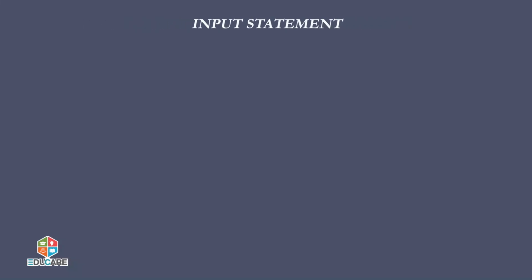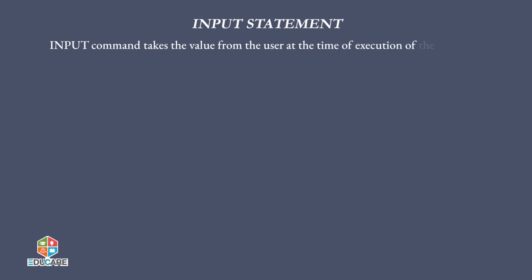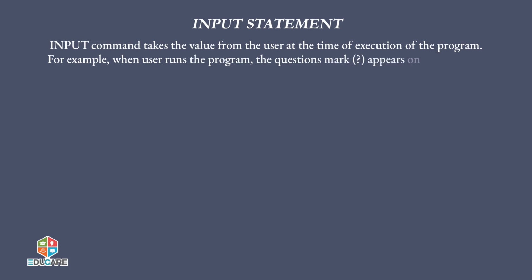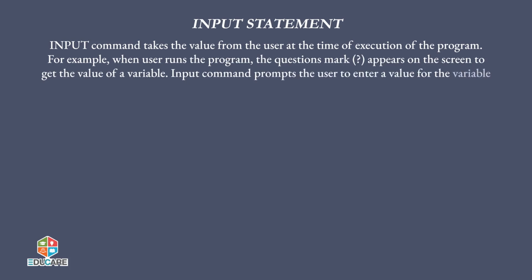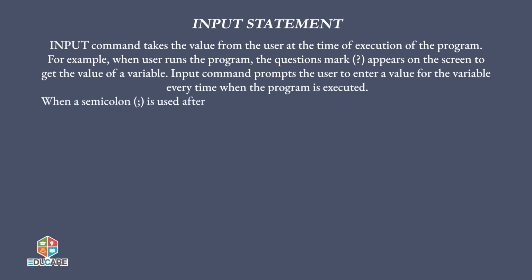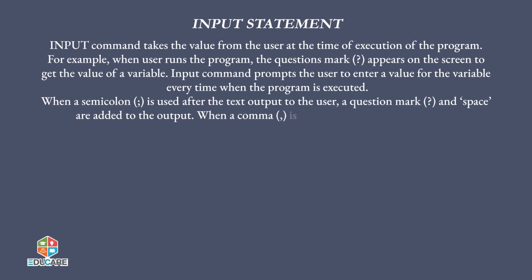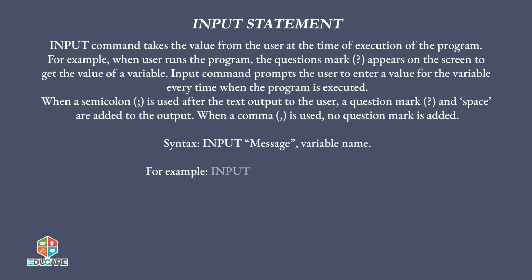Input statement. The input command takes the value from the user at the time of execution of the program. For example, when the user runs the program, the question mark appears on the screen to get the value of a variable. The input command prompts the user to enter a value for the variable every time the program is executed. When a semicolon is used after the text output to the user, a question mark and space are added to the output. When a comma is used, no question mark is added. Syntax: input message, variable name.